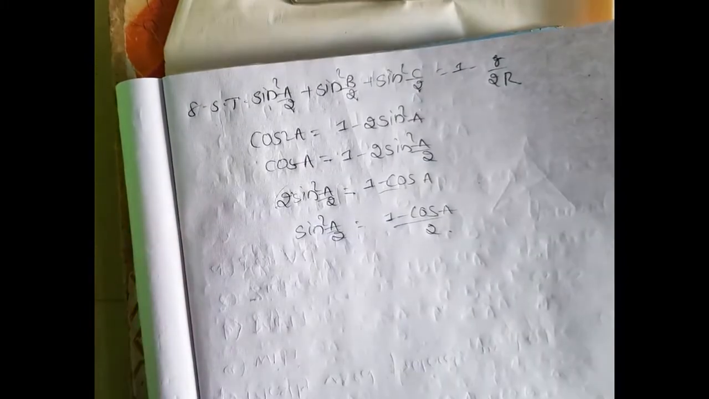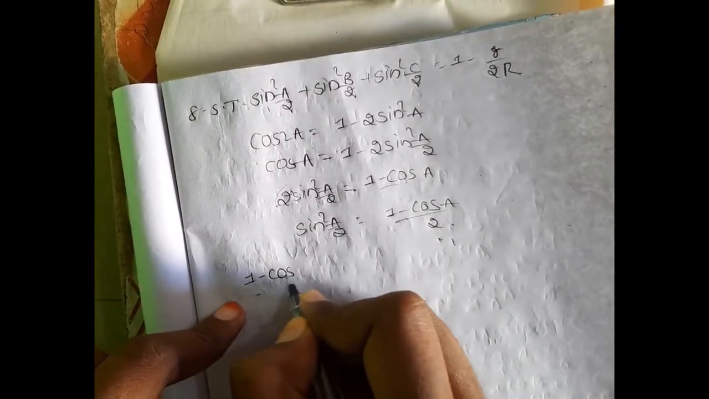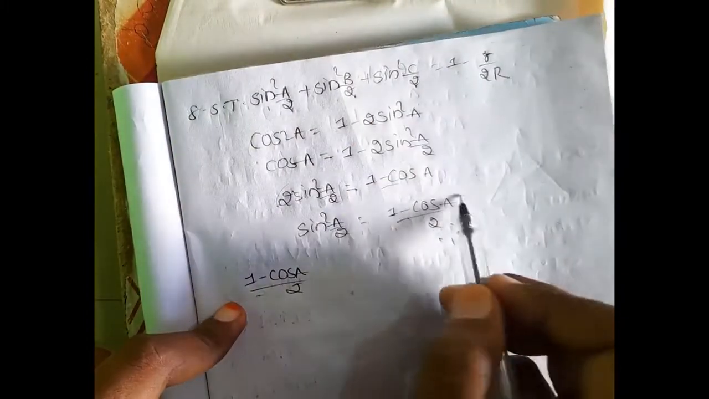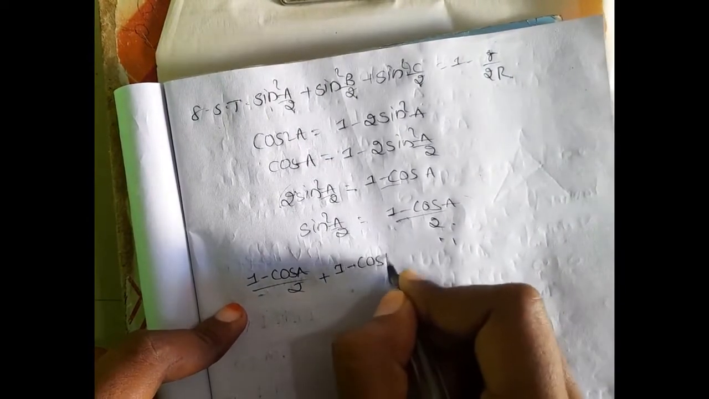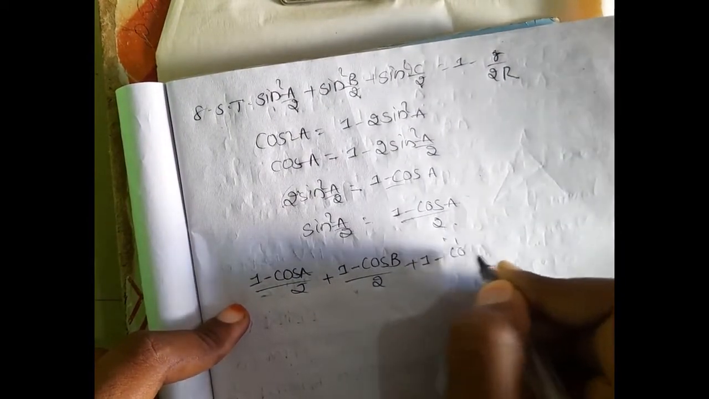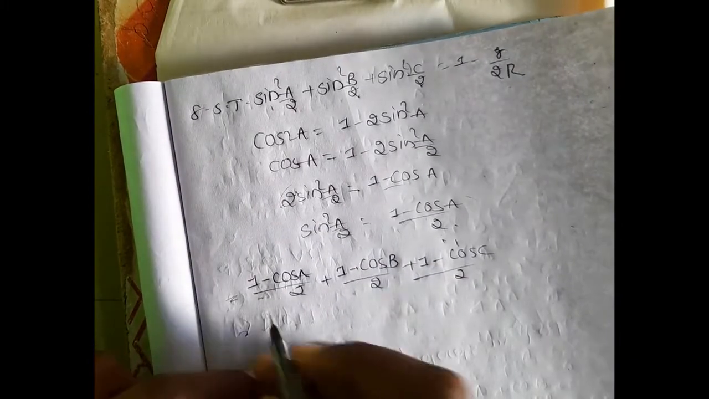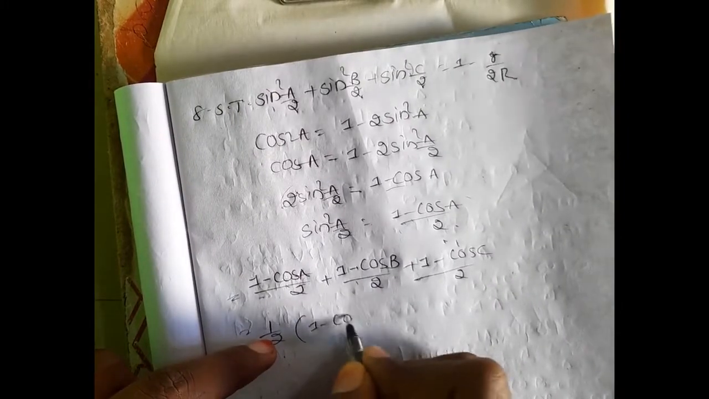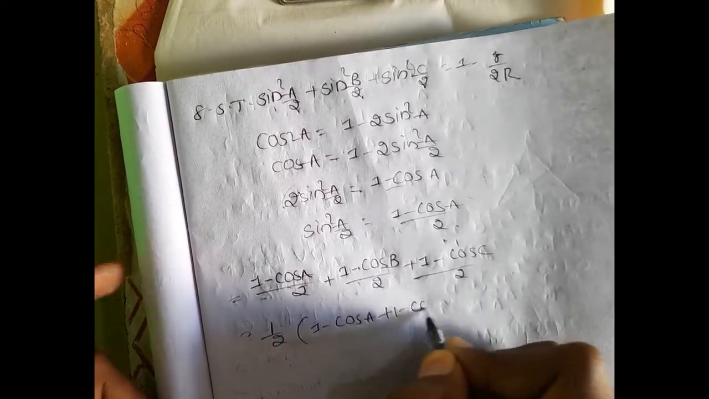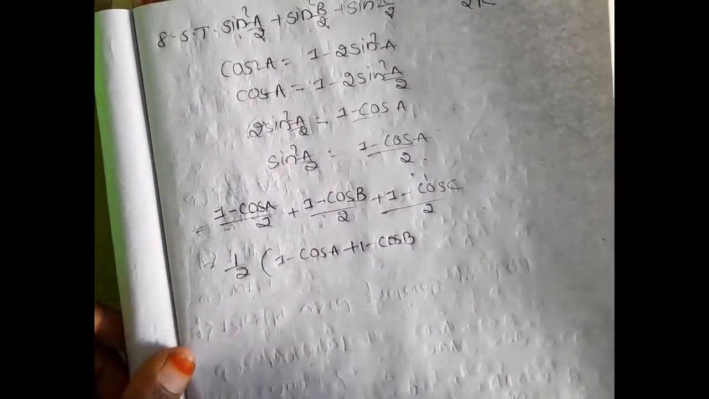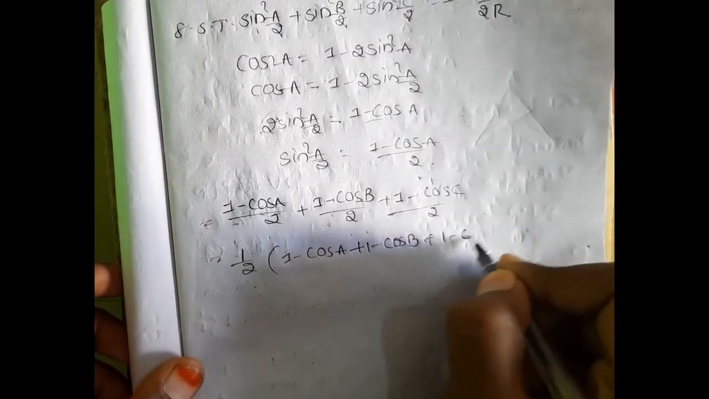Okay. Now what is sin square B by 2 then? 1 minus cos B by 2. What is sin square C by 2? 1 minus cos C by 2. That's it. So replacing all these with these formulas: 1 minus cos A by 2, plus 1 minus cos B by 2, plus 1 minus cos C by 2. Now taking 1 by 2 common from all of this, 1 minus cos A plus 1 minus cos B plus 1 minus cos C. We can also write it separately, as we did in the last problems, and we will get the same thing.